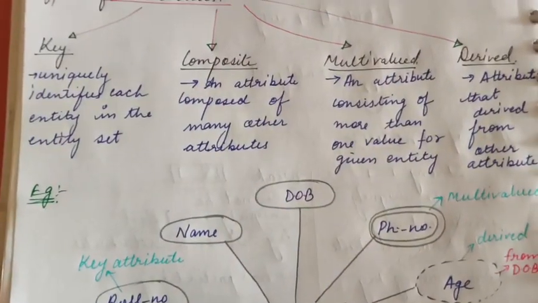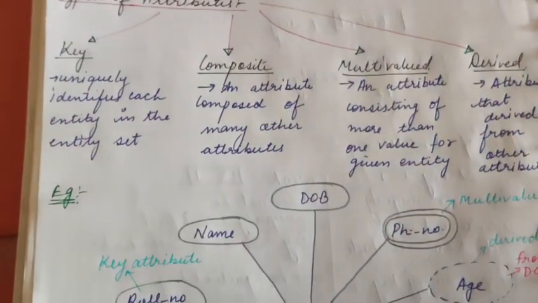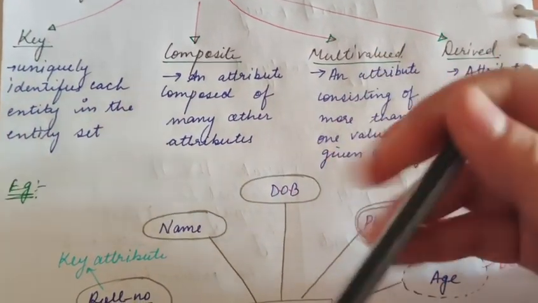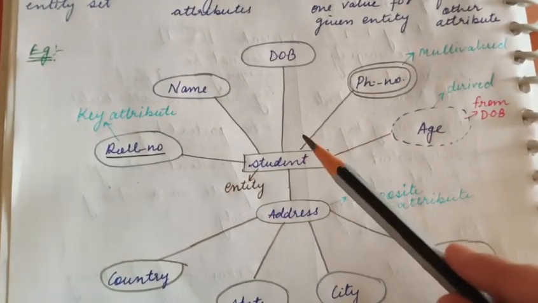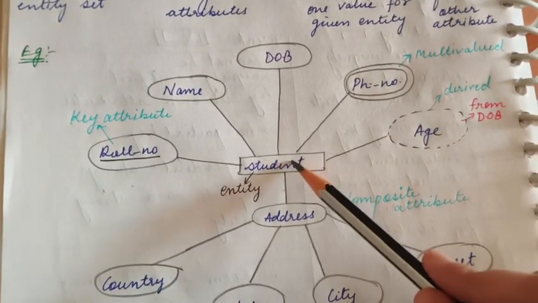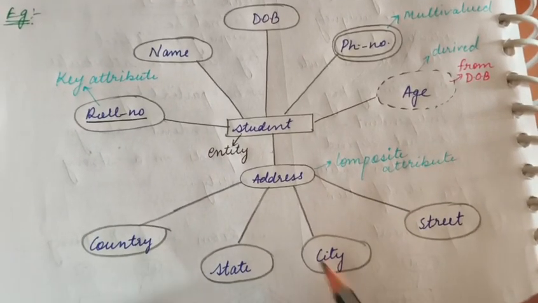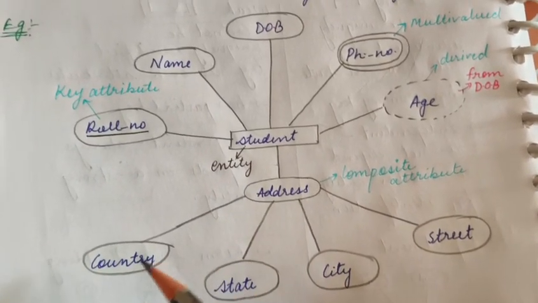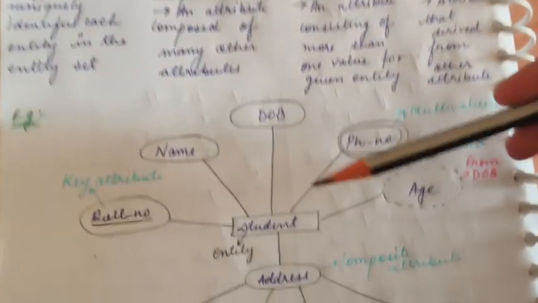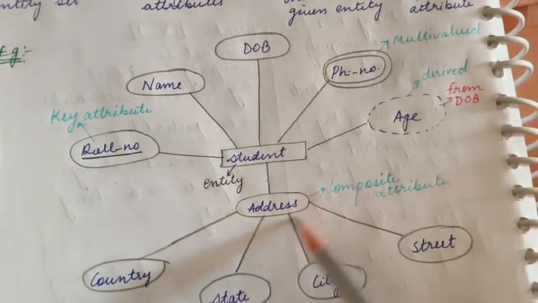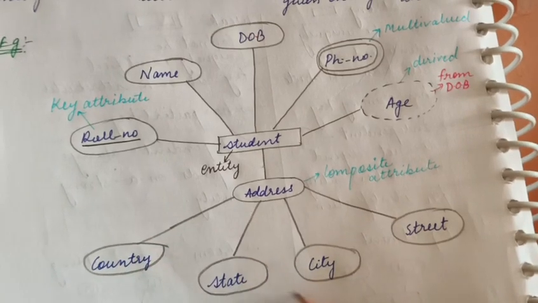So next is composite attribute. An attribute composed of many other attributes is called composite attribute. For example, here, address attribute of the student entity type consists of a street, city, state, and country. In ER diagram, composite attribute is represented by the oval comprises of the ovals.